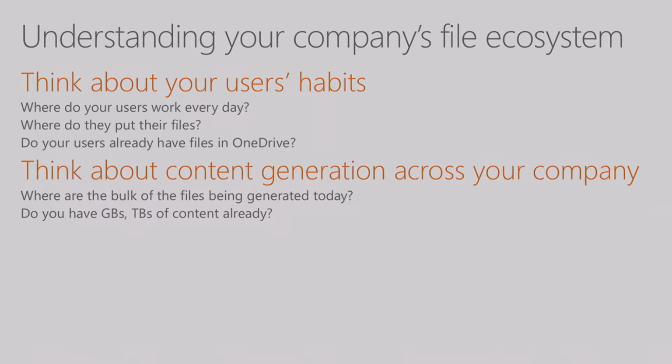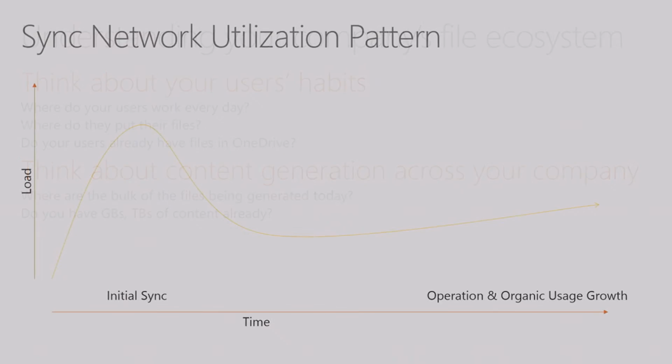Now, on the other extreme, on a macro level, you want to think about content generation across your entire company. Where are the bulk of your files being generated today? Do you have gigabytes of data, terabytes of data? Is this data in the cloud? Or is it across your users' machines? You want to think about that as a whole because the two of these things together, both on the micro level and the macro level, are going to determine how you deploy and how fast you deploy.